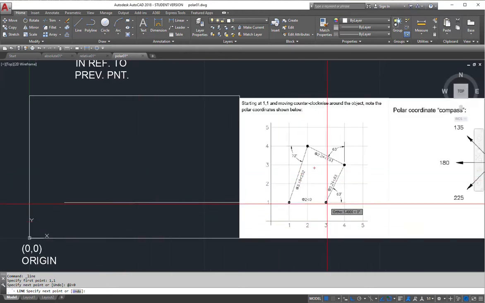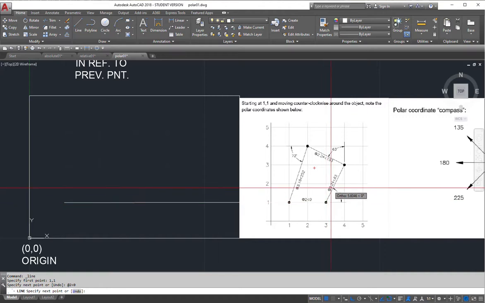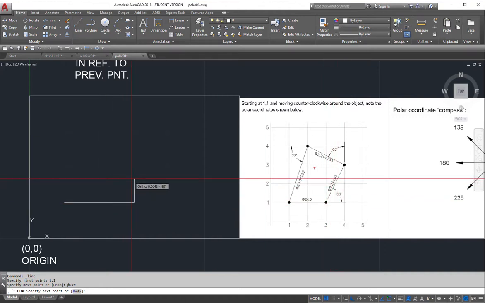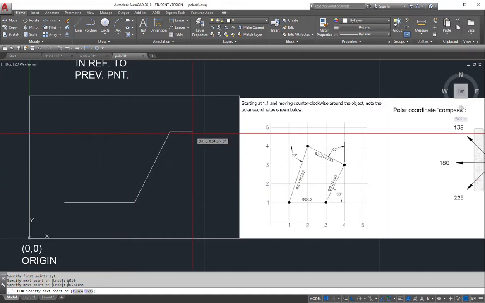My next point right here says at, from this point, and go 2.24 on my distance less than 63 degrees. So at 2.24 my distance less than 63 degrees. Type 63, hit enter. So it gives me that value. And you can tell right here, you can follow your command line right here and the history, and it tells you what you have done so far.